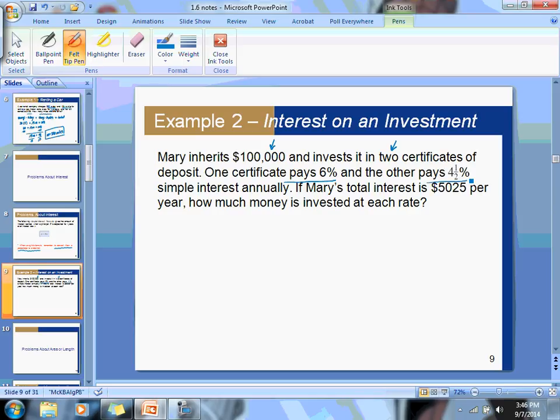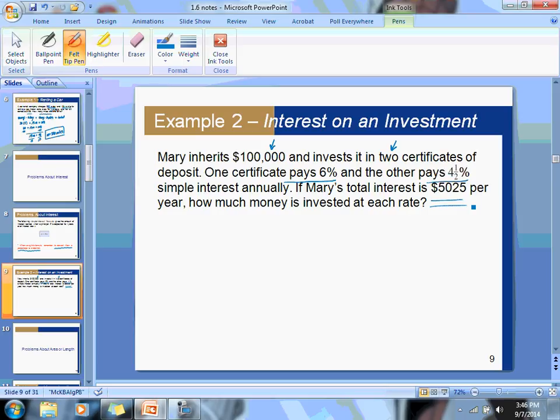So she divides up her money. One goes into one account, one goes into the other. One pays 6%, one pays 4.5%. And at the end of a year, she made $5,025. So we want to figure out how much money she put into each account.